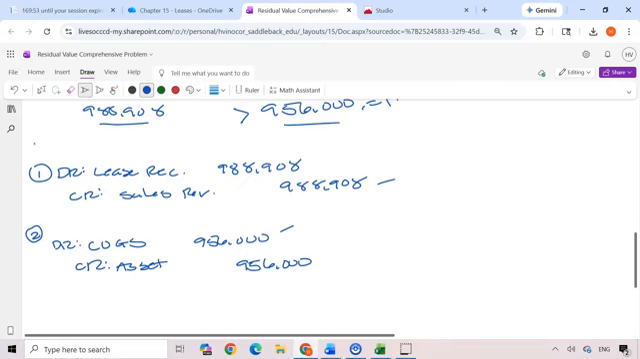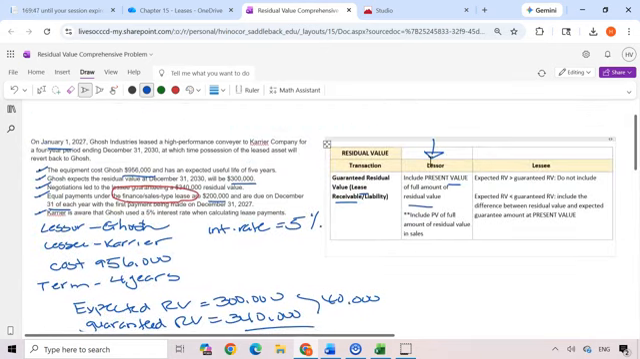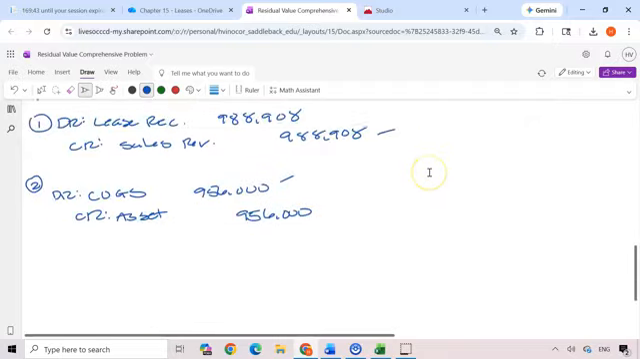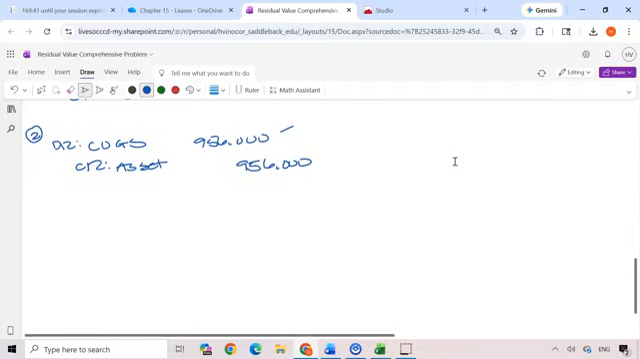Okay, so this is the entry on 1/1/27, the commencement of the lease. Let's fast forward to 12/31 when we have our first lease payment of $200,000. Before we do that, I like to draw out my amortization table, because I like to be clear of everything. I need to have everything laid out.